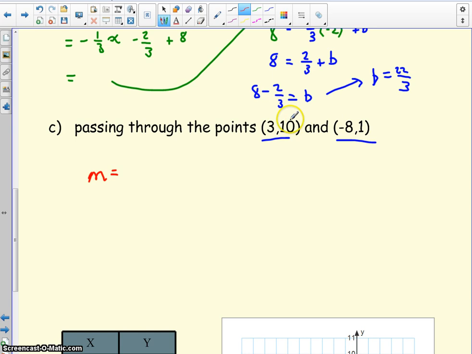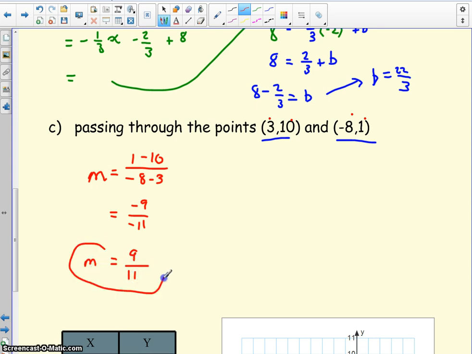So I'm going to calculate the slope first. So rise over run, I'm going to go 1 minus 10 over -8 minus 3. So that will give me -9 over -11, which, just to do some quick simplification, those negatives will cancel. I get a slope of 9 over 11. Okay, point-slope form would be the quickest way of getting your equation. Let's say I want to use this point at (3, 10). I'd have y equals 9 over 11 times (x minus 3) plus 10.